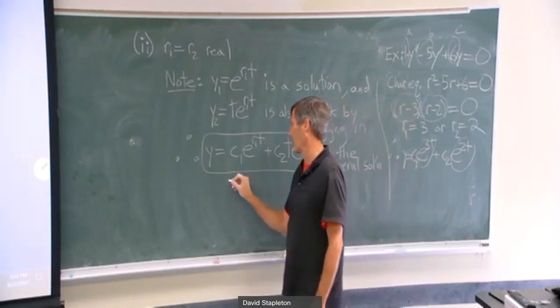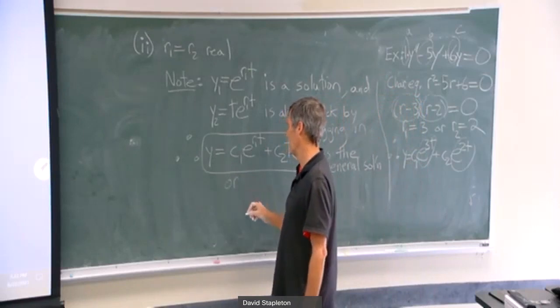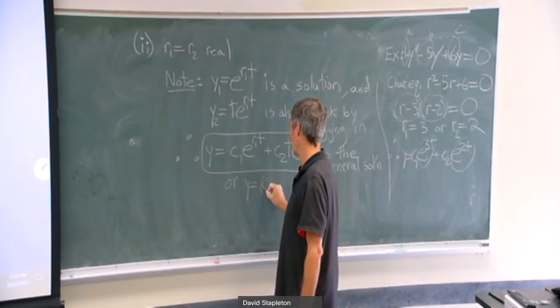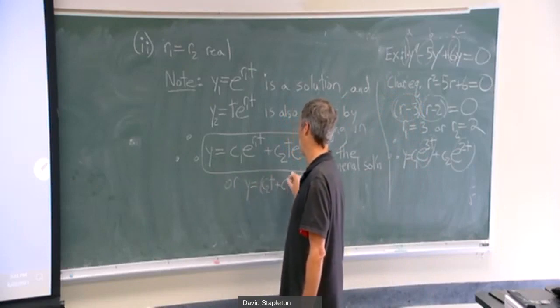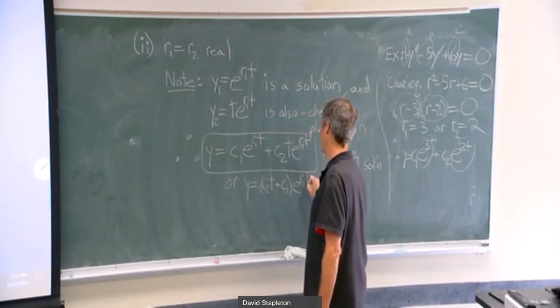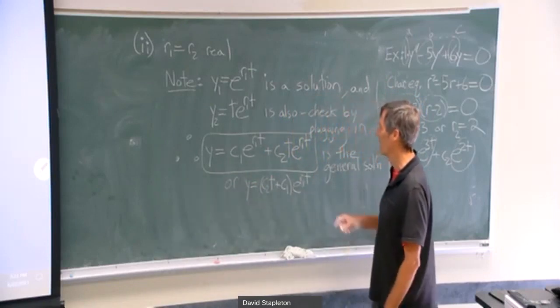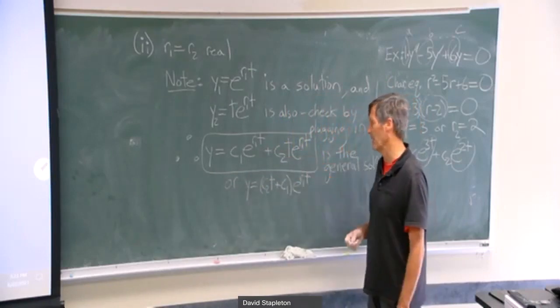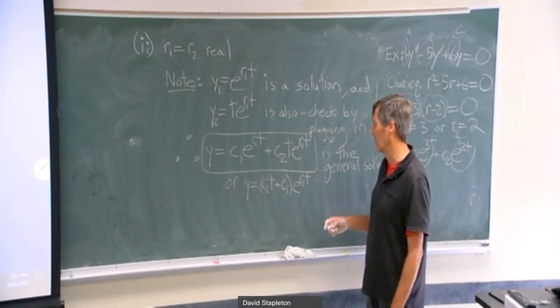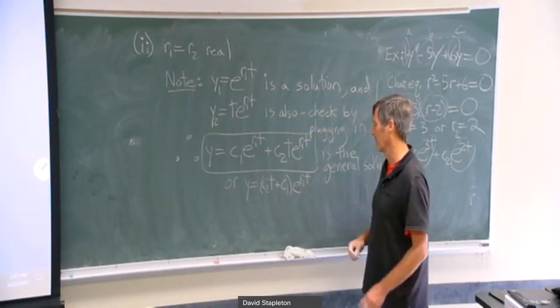Sometimes people prefer to group these together. I just want you to be sure. You can write it as y equals C2t plus C1 all times e to the R1t. That's kind of a nice, more compact way to put it. This one displays that it's a nice linear combination and therefore the general solution. Better than this one does, but this one's, like I say, shorter.